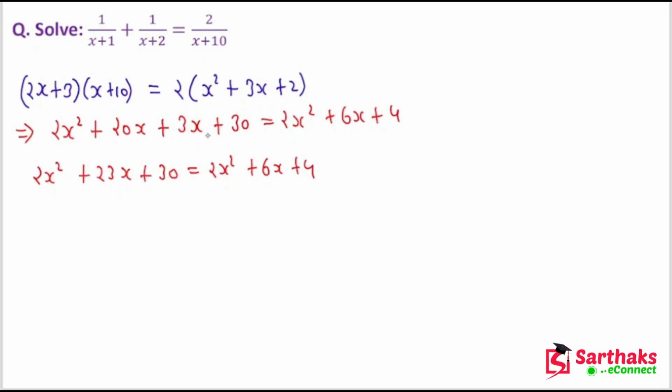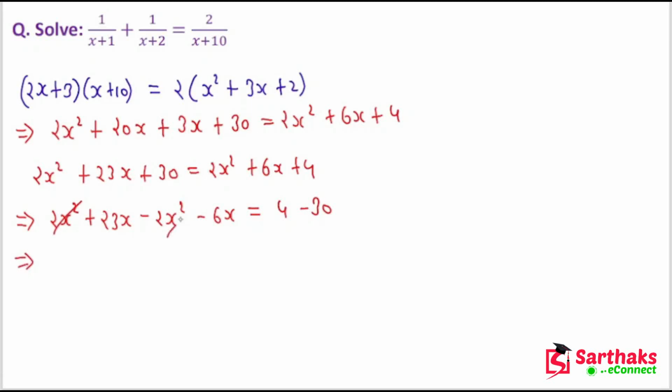You can clearly see that it looks like a quadratic equation. When you transpose this 2x square to the LHS, this 2x square will get cancelled. So let us do that. Let us bring all the terms containing x on the LHS. So it will be 23x. Now 2x square when transposed to LHS will be minus 2x square. 6x when transposed to LHS will be minus 6x. Then we are left with 4. Now we are transposing this 30 to RHS, so it would be minus 30.